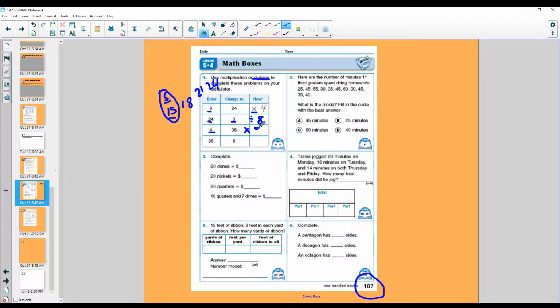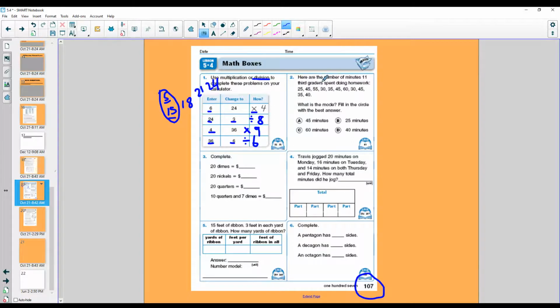Oh, this is my favorite one. Now look, it goes from big to small, so we know it's division. 6 times what is 36? This one rhymes. 6 times 6 is 36, so this one's divided by 6.